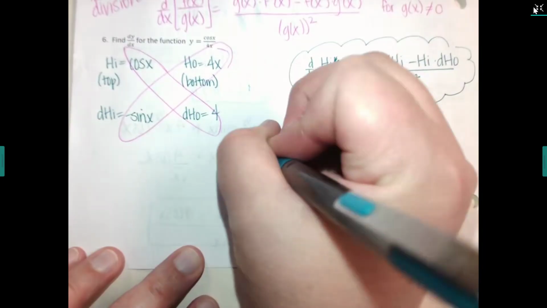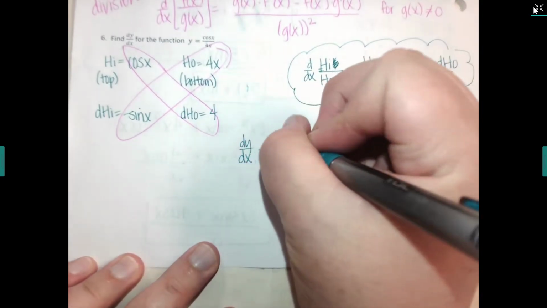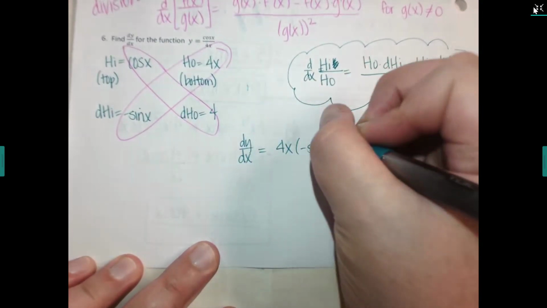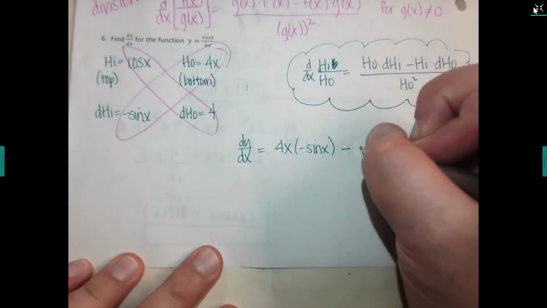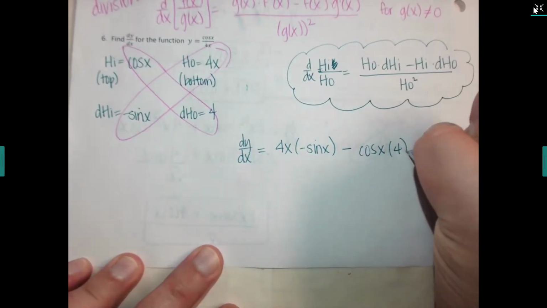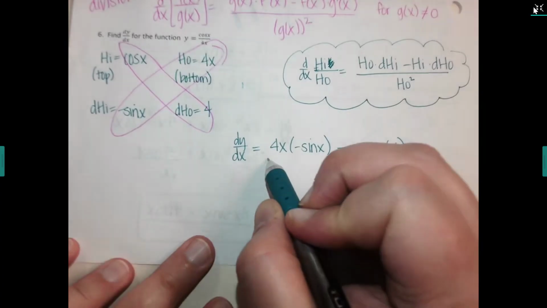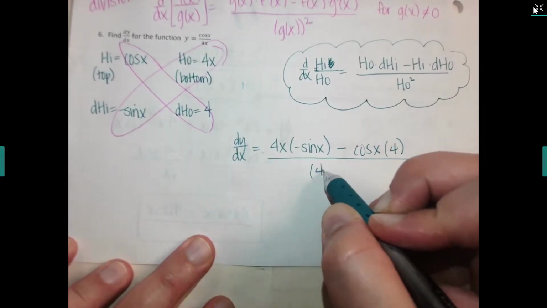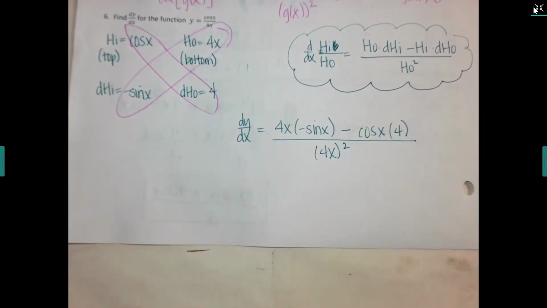dy dx equals ho d high, which would be 4x times negative sine x. Quotient rule is minus in the middle. And then high d ho would be cosine x times 4. Then all of that over ho squared, which is 4x squared.